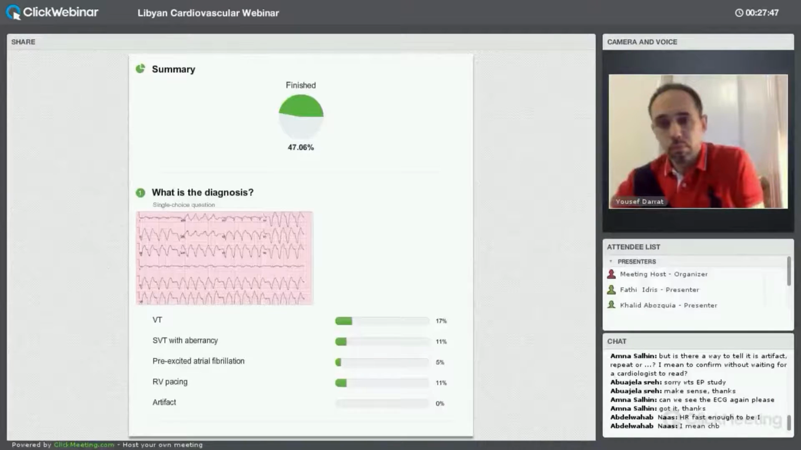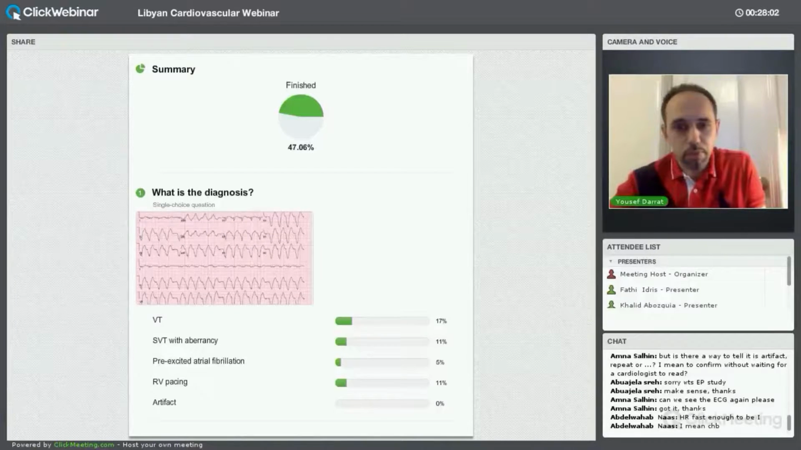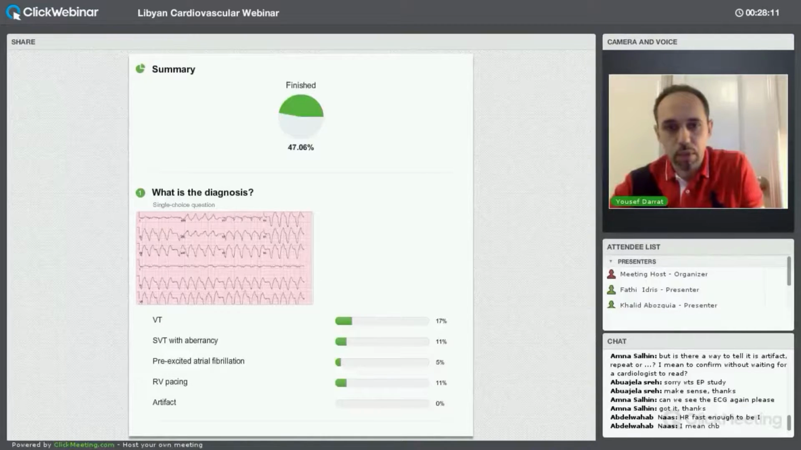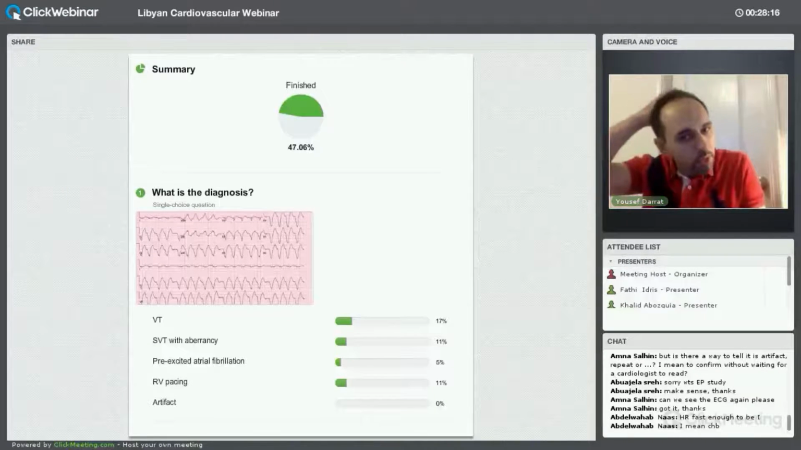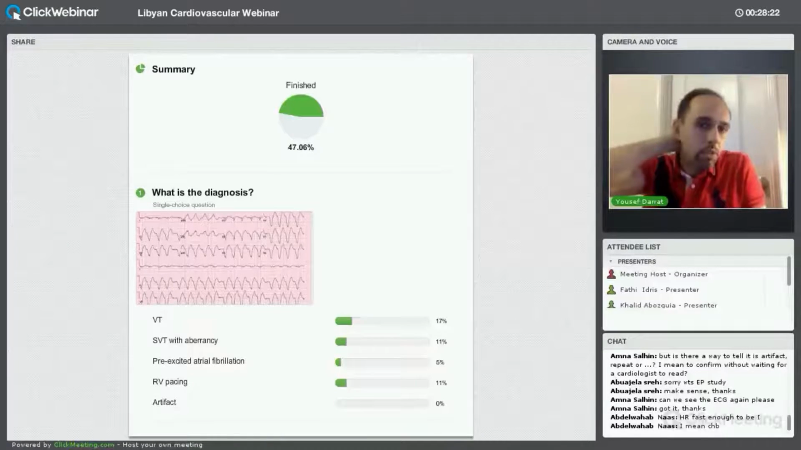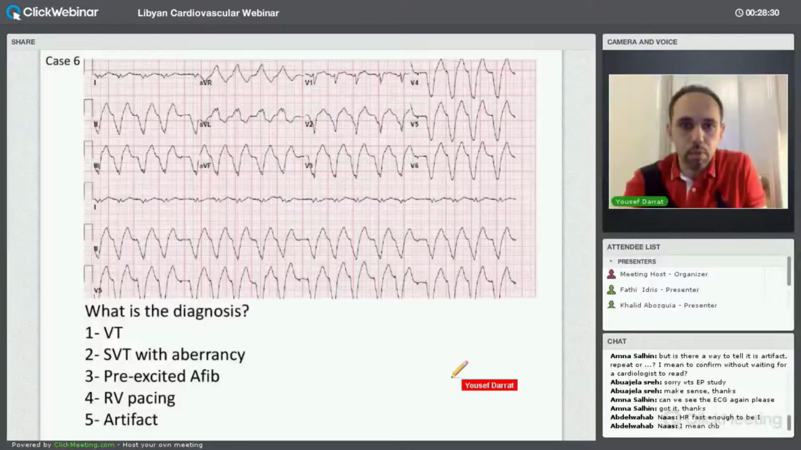So 47% participated. It's interesting, there's a split. It's kind of all over the place. 70% answered ventricular tachycardia, 11% answered SVT, a smaller percentage, 5%, answered pre-excited atrial fibrillation, and RV pacing was 11%. So most people think that this is VT. Let's go back to my presentation and go over this.